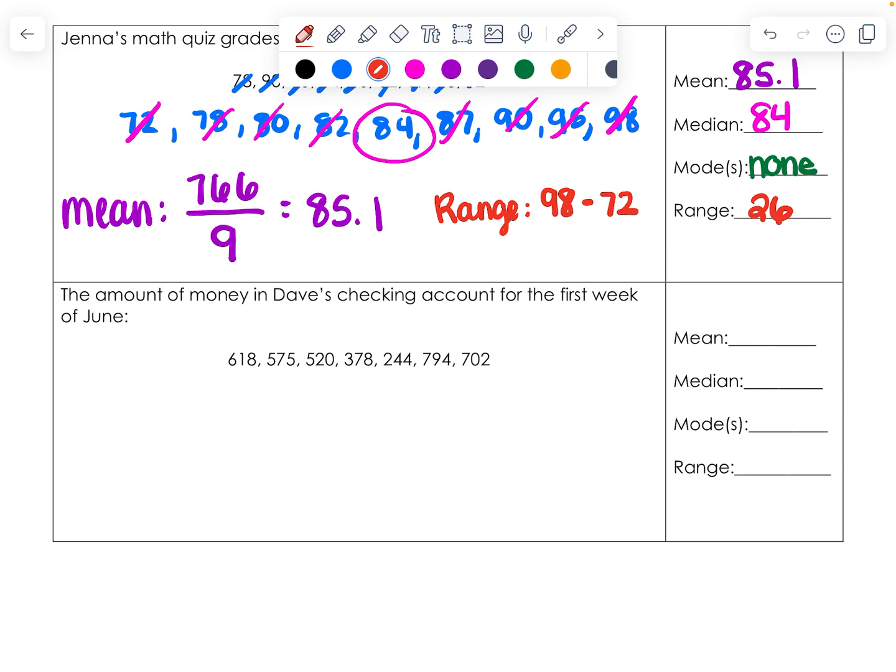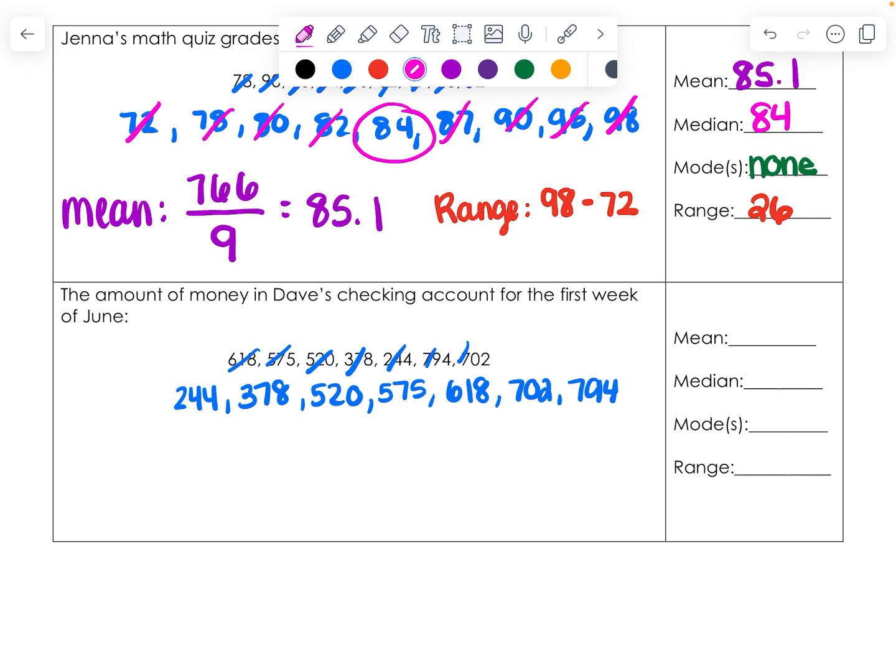All right, I'm gonna get these numbers in order. That is the first step to finding all these values. So putting them in order from smallest to largest. So my smallest number is 244. Then I have 378. Looks like 520. 575. 618. 702 and 794.